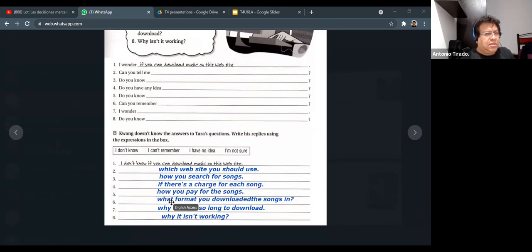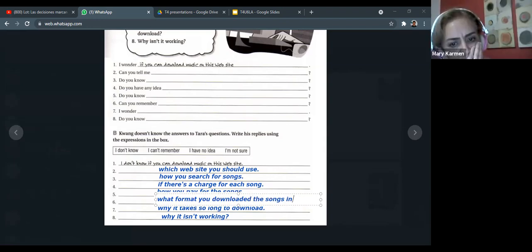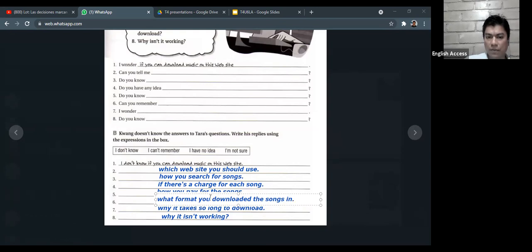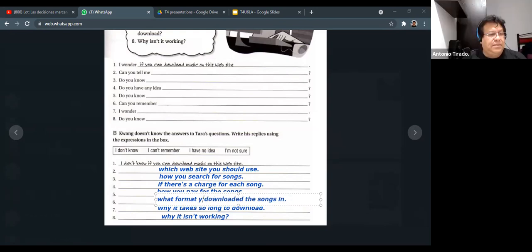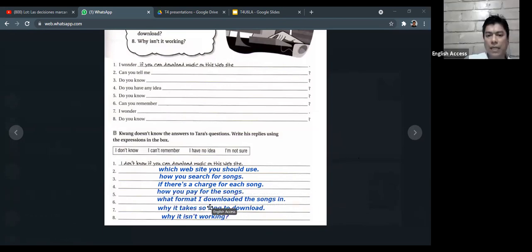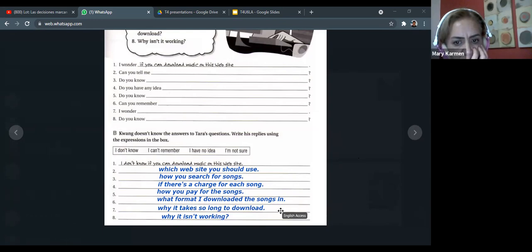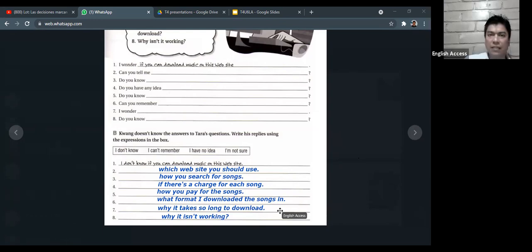Next, I can't remember what format you downloaded the songs in. This is answering a personal question. I can't remember what format I downloaded the songs in. Next, I'm not sure why it takes so long to download. And that's it. It's finished.